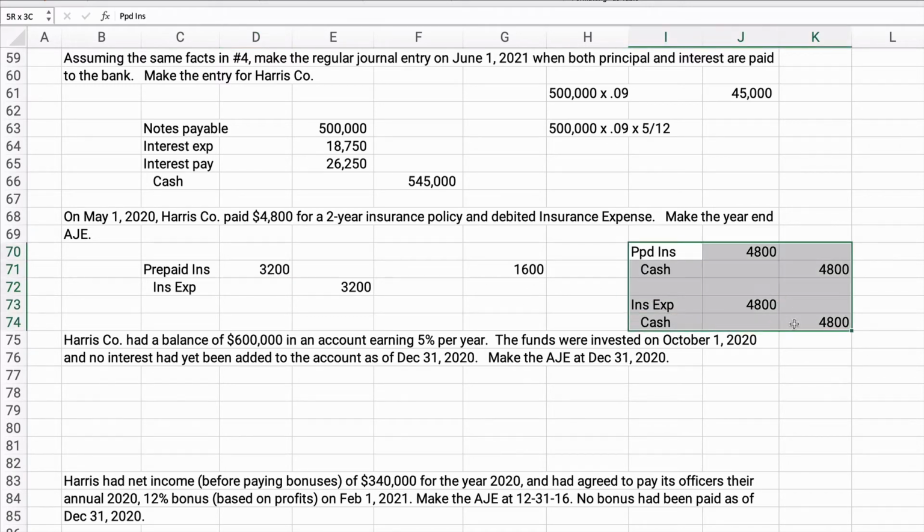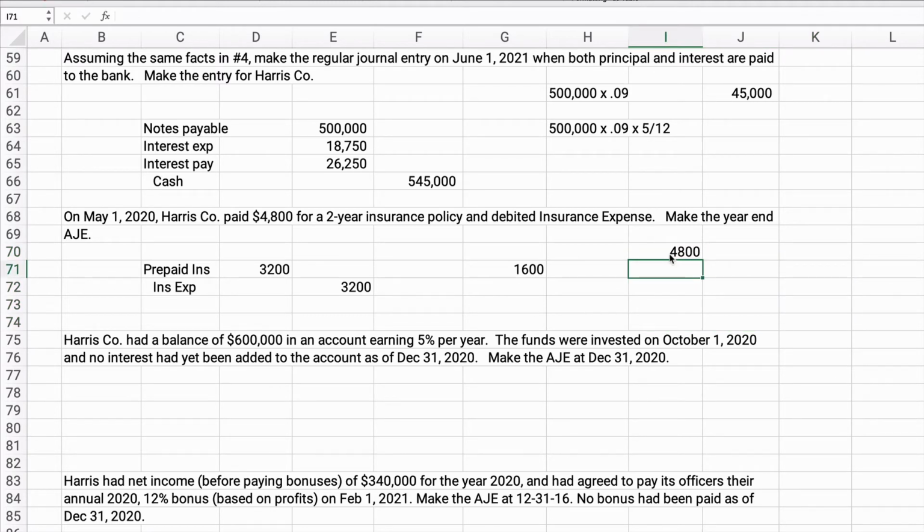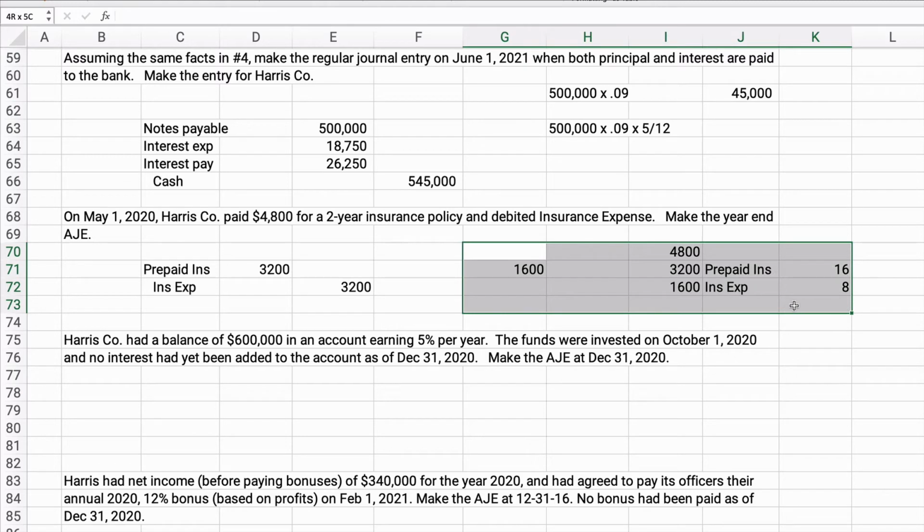Let me wipe this out here. What happened to the original $4,800? $4,800 is how much we paid. How much goes to prepaid insurance, and how much goes to insurance expense? Well, the expense is $1,600. That means the prepaid insurance, the asset that we have left, is $3,200. So this is 8 of the 24 months, and this is 16 of the 24 months. All right, so you might want to just work that out, run the math on it, make sure you're in great shape on that. I'm going to delete this.